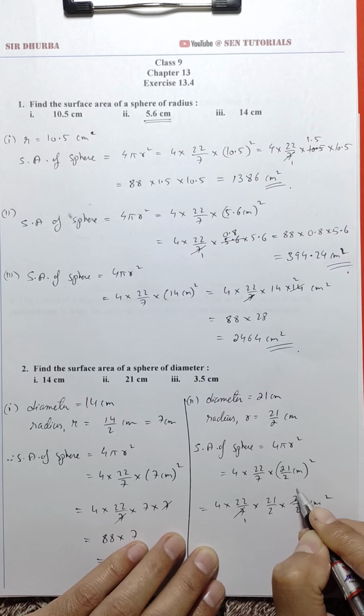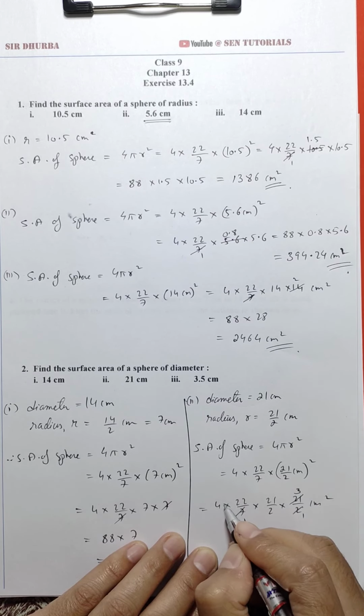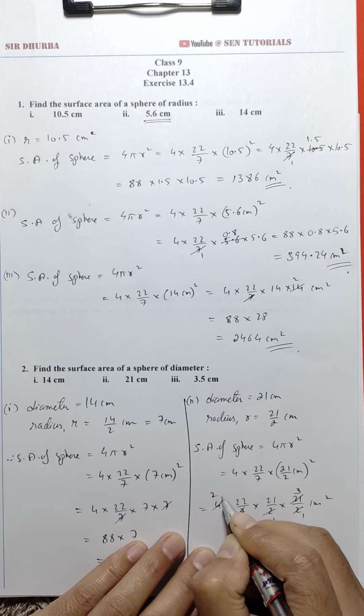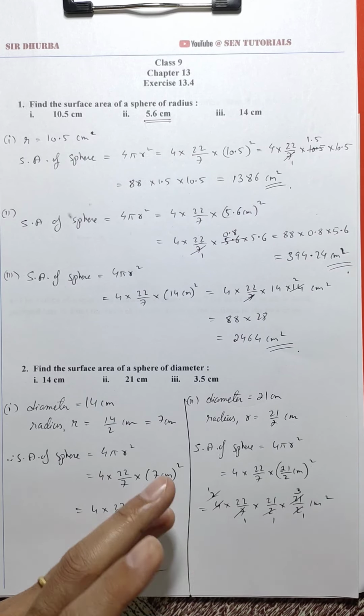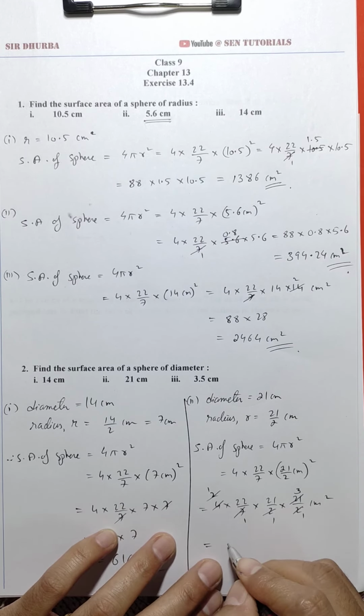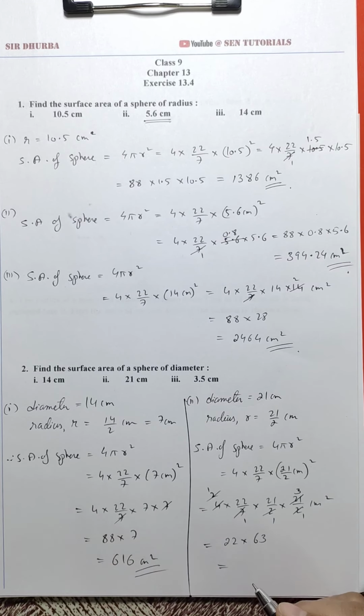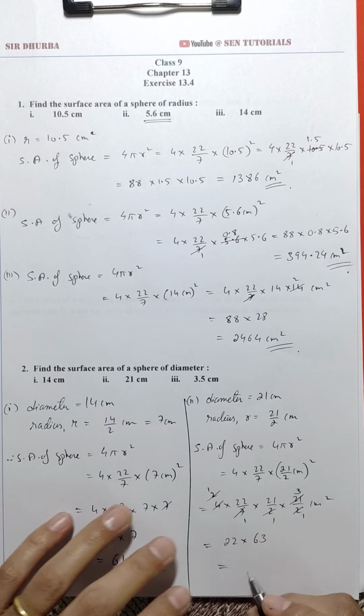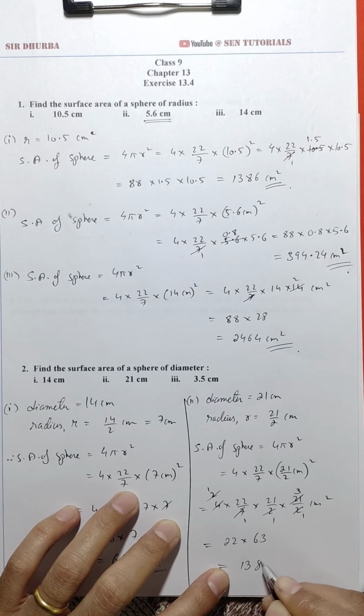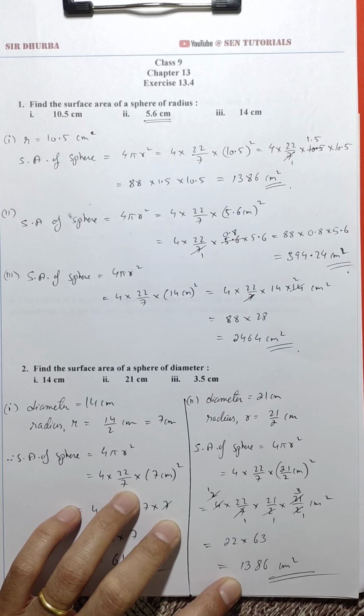7 ones are 7, 7 3s are 21, 2 ones are 2, 2 2s are 4, again 2 ones are 2, 2 2s, 2 ones are 2. So that's 22 into 3 ones are 3, 3 2s are 6. So how much will that be? 22 into 63, that will be 1386 centimeter square.